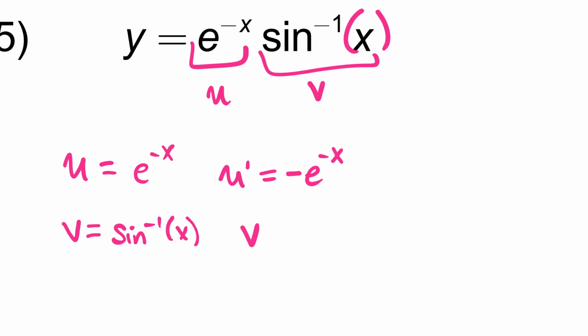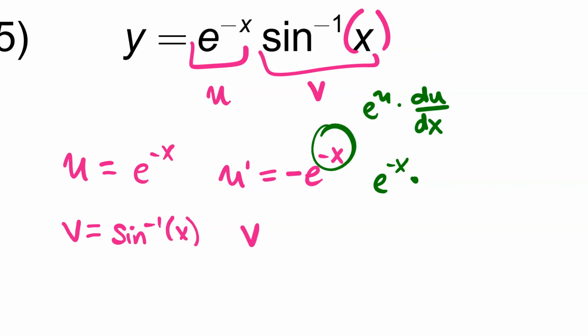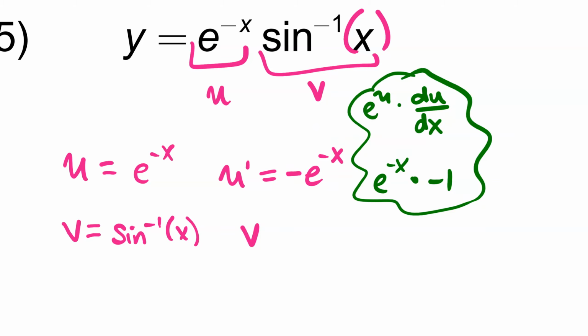So to find U prime, you do e to the x, just the normal e, and then the derivative of the exponent. So you take e to the negative x times the derivative of negative x, which is just negative 1. That's why I just put negative in front, because technically it's e to the u times du dx. So that's e to the negative x, and the derivative of negative x is just negative 1. That's why I have the negative right here, because technically I was doing this rule with e.